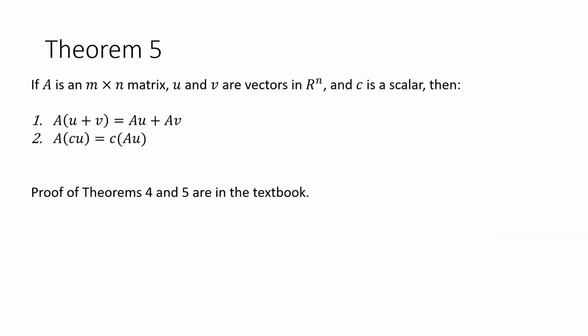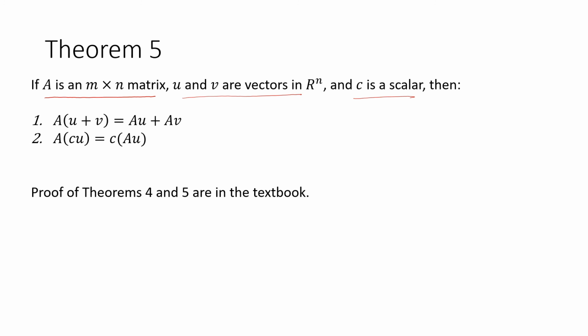So now this leads us to Theorem 5. Theorem 5 looks at distribution rules. In other words, what happens when you start to combine multiplication and addition in matrix-vector multiplication, and how can you break things up or combine them? So A is an m by n matrix. u and v are two vectors in R^n, so n-dimensional vectors. And c is a scalar, or a number.